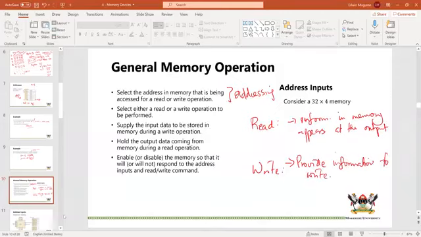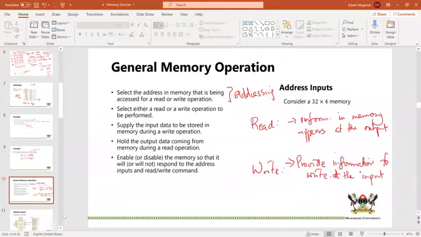And obviously, when we write, nothing appears on the output. So this information to write, we provide at the input, and that information will be written into, or stored into, the memory. So you can see these are two different functions, and what is happening at the input and the output is totally different.